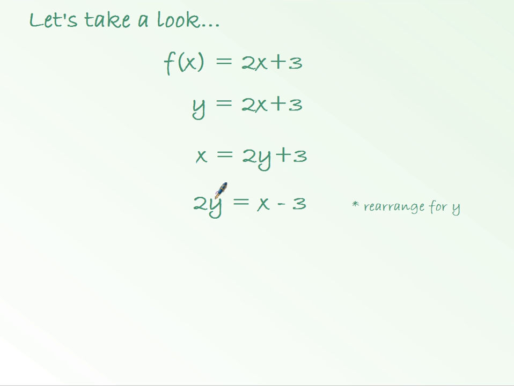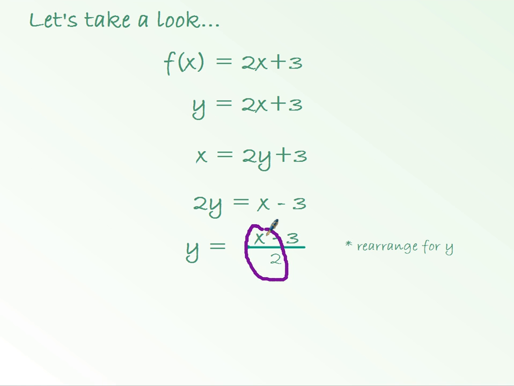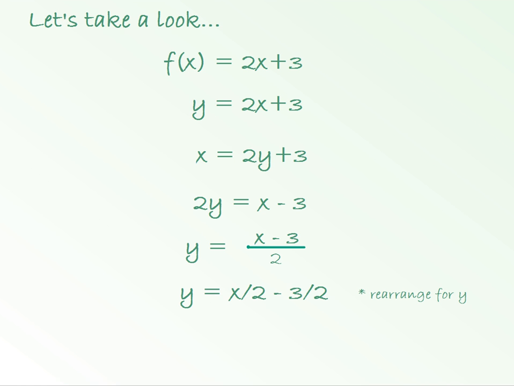And then how do I get rid of the 2 in front of the y? I'm going to divide everything by 2. Don't forget to do both divisions though, right? X gets divided by 2, but so does negative 3. Make sure you do both divisions so that I get y equals x over 2 minus 3 halves. Then I'm going to change the y into the inverse function notation, and there's my inverse function.